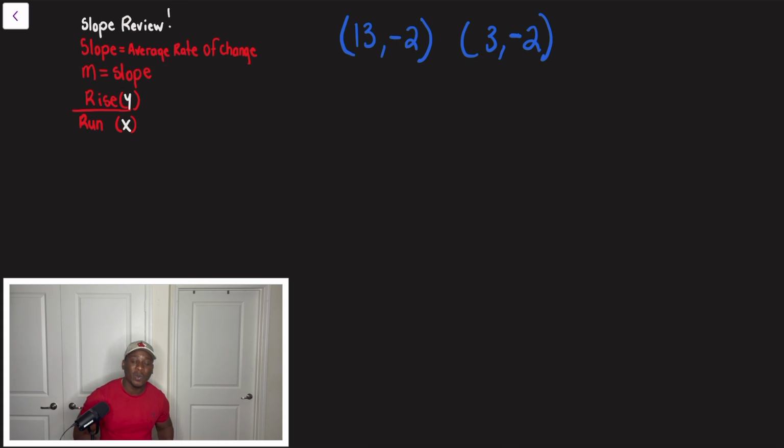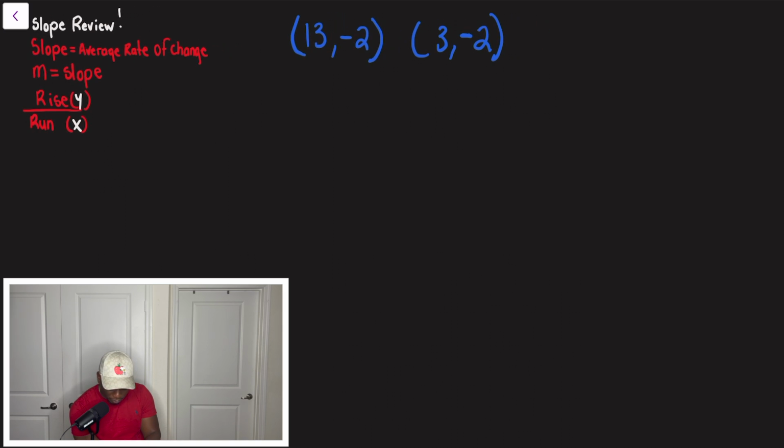In today's video, I'm going to give y'all a review on slope, how to find slope, and what exactly is slope. So, in our first problem, they're asking us to find the slope for a line that passes through points (13, -2) and (3, -2). The first thing we need to know is the slope formula. And the slope formula is y2 minus y1 divided by x2 minus x1.